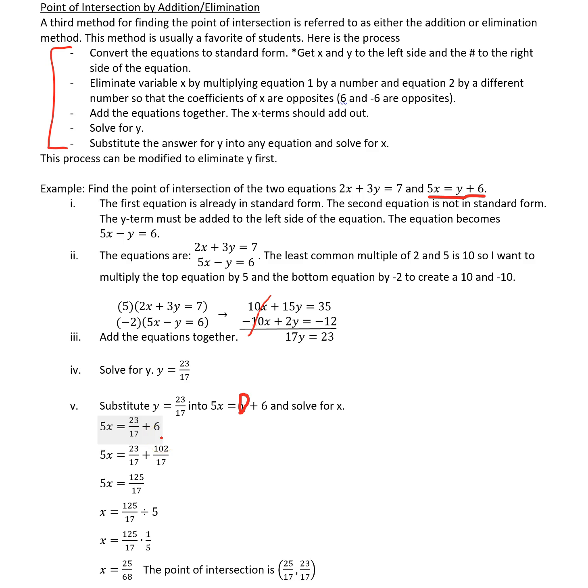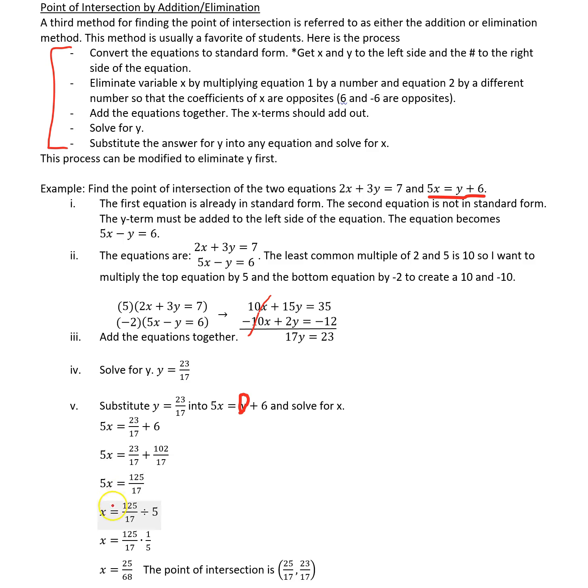Okay, so now I need to add the 23/17 and the 6. When adding fractions, I need a common denominator. The 6 is converted to 102 over 17. Then I add the numerators, which gives me 125 over 17.